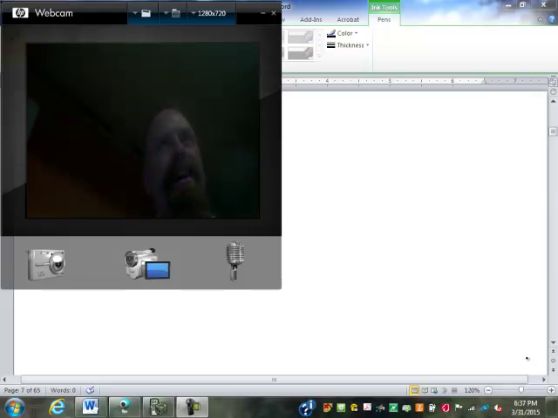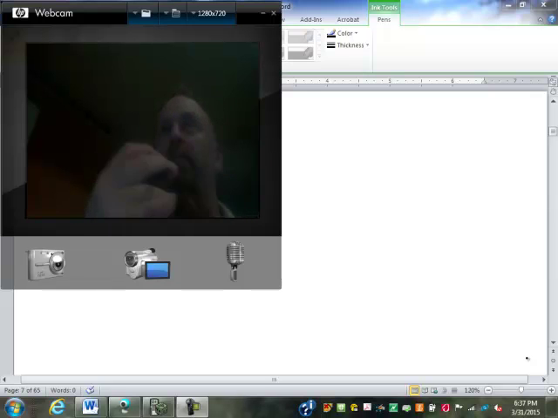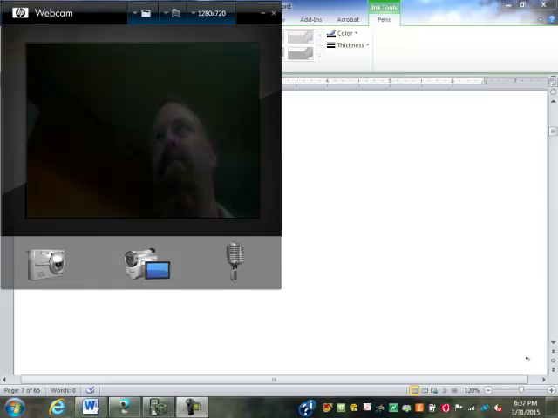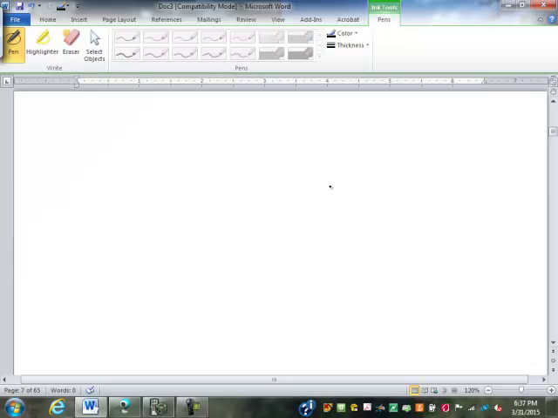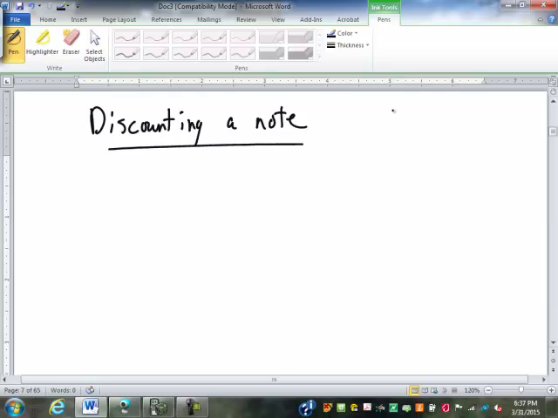So, we've been talking about discounting like an inheritance or something like that. Discounting a treasury bond or T-bill. Let's take a look at the big application, the big concept of simple interest, which is discounting a note. Now, the note we're talking about here is a simple interest-bearing note.